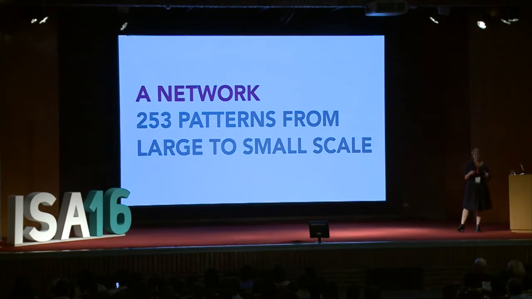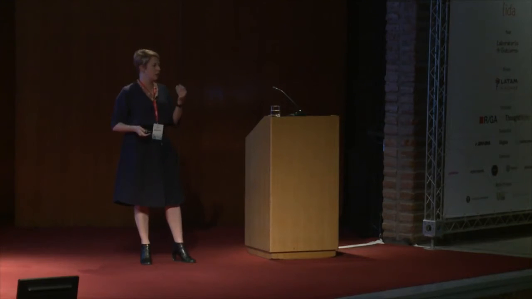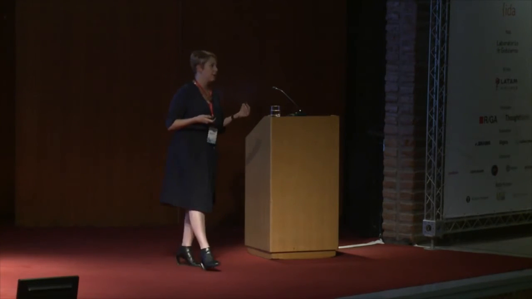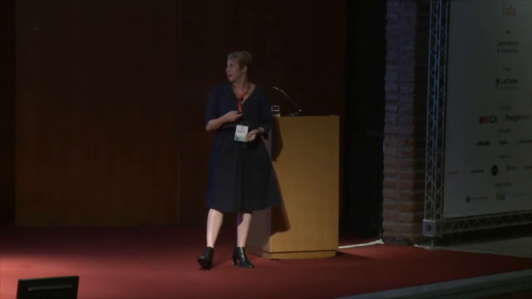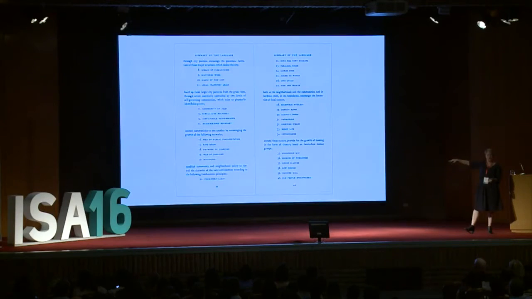So it's a network. All of these patterns, there are 253 of them. They go from the scale of the entire world down to the placement of a rug in the bedroom. And here you see a couple of the patterns just showing how the network works, the hierarchy, and the way they flow from one to the other. These are looking at cities.